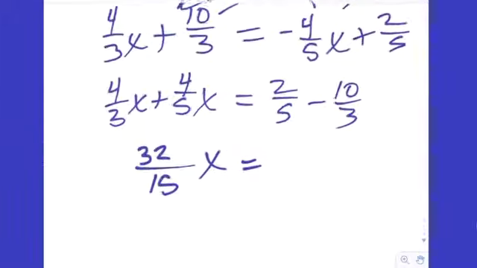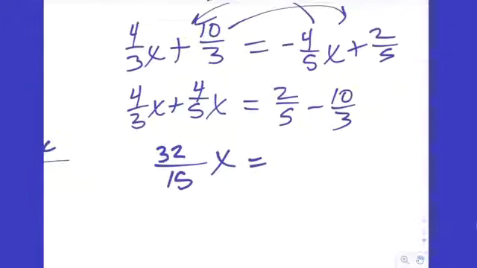Equals. We'll do the same thing on the right-hand side. Subtraction, so we've got to be a little more careful. If we start on the top left, we're okay. So 2 times 3 is 6, minus 10 times 5 is 50. What's 6 minus 50? Negative 44. All over the product of your two denominators, 15.